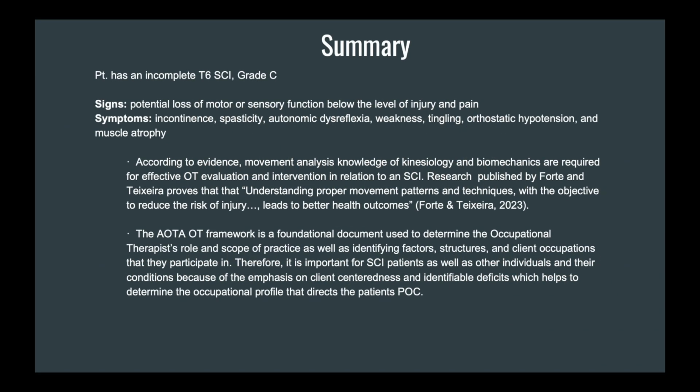Patient has an incomplete T6 spinal cord injury. The signs of a SCI are potential loss of motor or sensory function below the level of injury and pain. Symptoms are incontinence, spasticity, autonomic dysreflexia, weakness, tingling, orthostatic hypotension, and muscle atrophy.